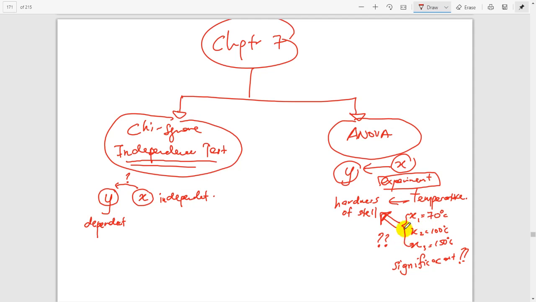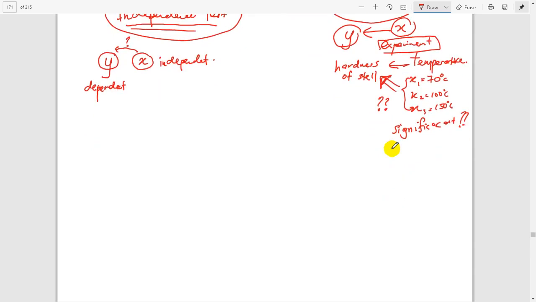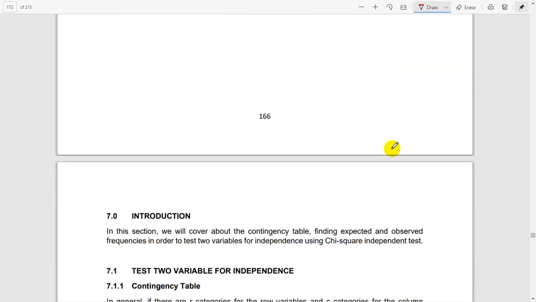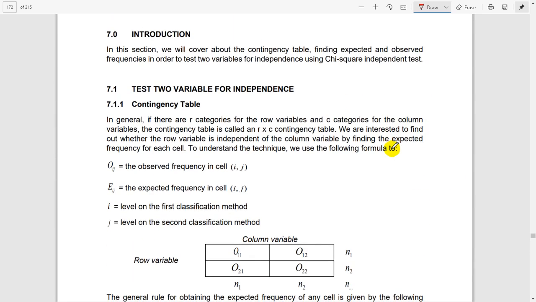Okay, so these two are actually important. You want to know the impedance, and next you draw the conclusion based on the Anova test. Okay, this one, basically we will go in deeper. Okay, alright, so we start now.